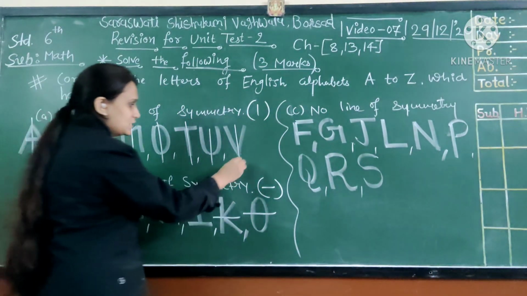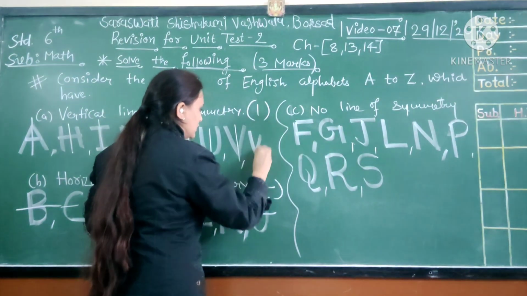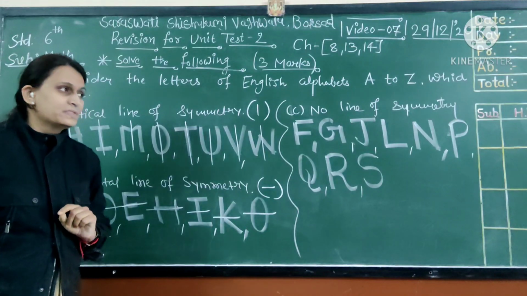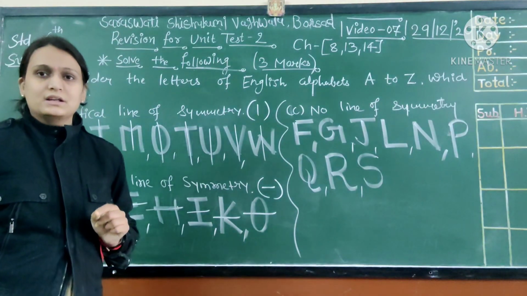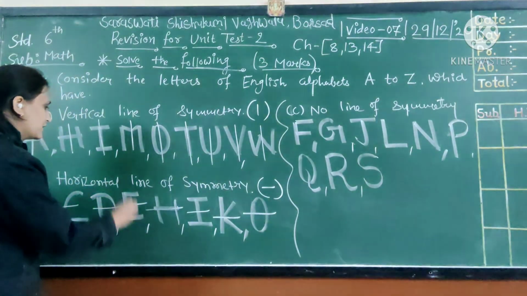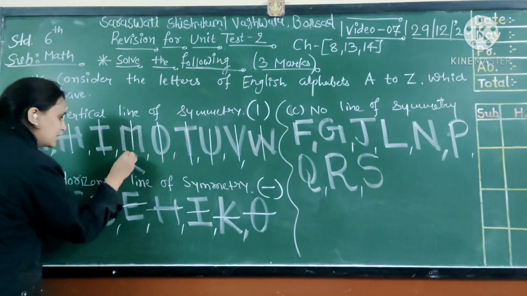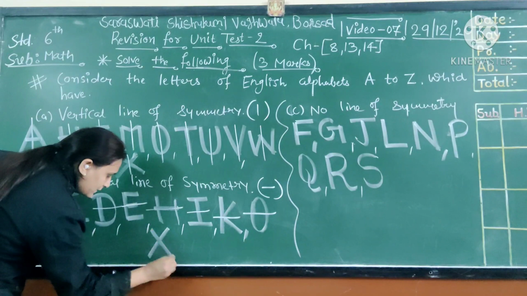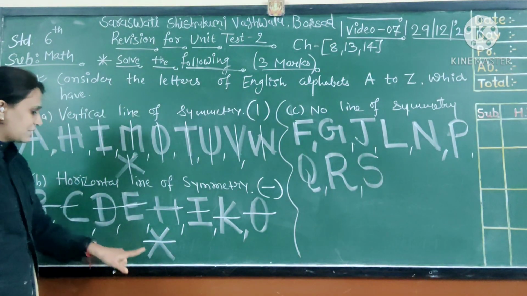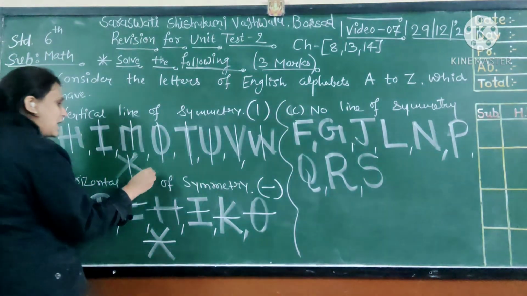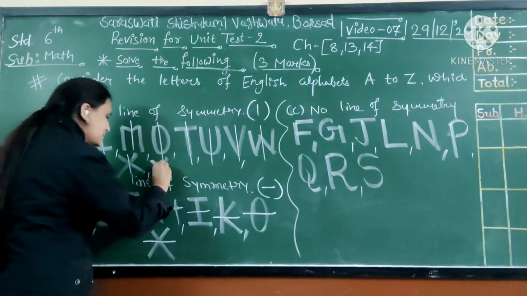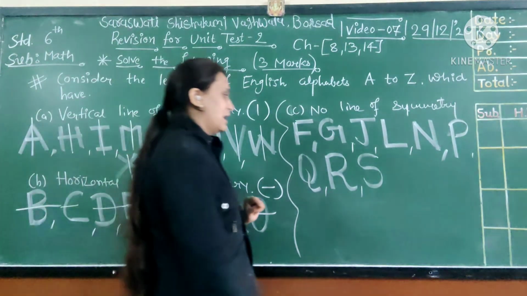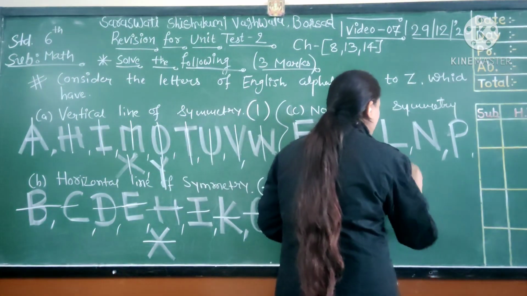After V, W. So W will also come in vertical line of symmetry. Then after W, X. So X is the letter in which both lines of symmetry are possible. Y has vertical line of symmetry, so Y will come here, and at last Z. So Z has no line of symmetry.